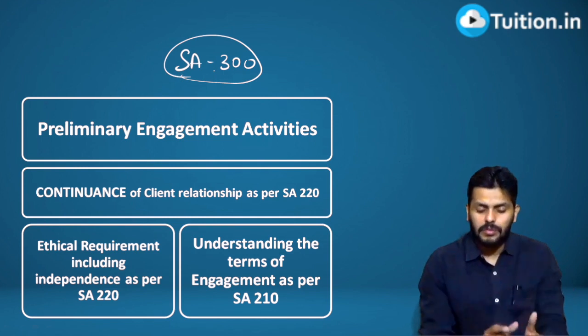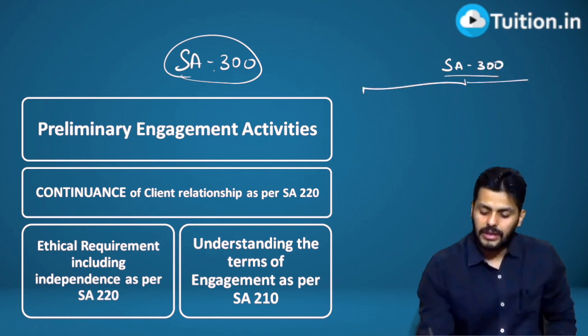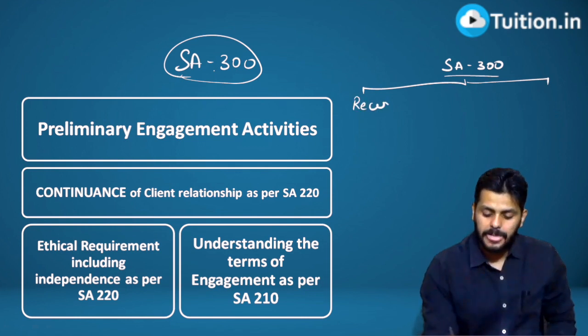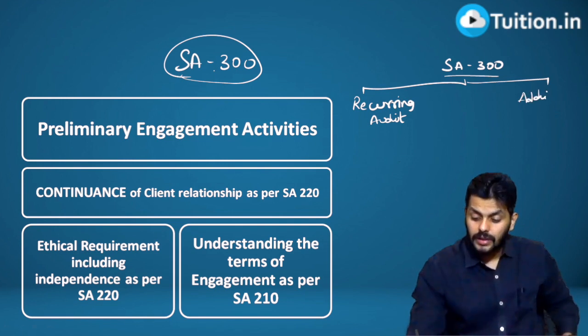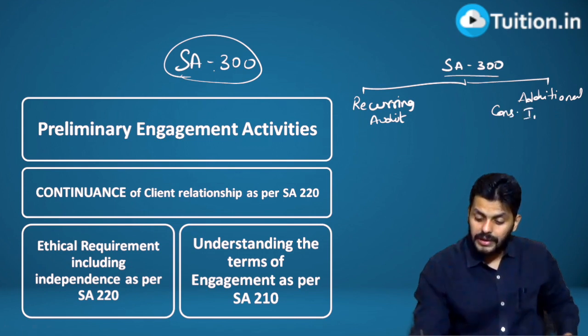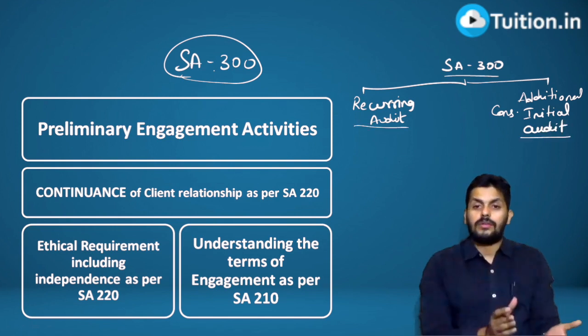All we're trying to do is make ourselves comfortable in doing the things that we are supposed to do. Herein we talk about standard number 300. Standard number 300 is normally framed in the context of recurring audits. At the same time, standard number 300 also identifies certain additional considerations for an initial audit. This is where you take up the audit for the first time. Got it? So if you make these two breakups, you know what you will actually be doing.